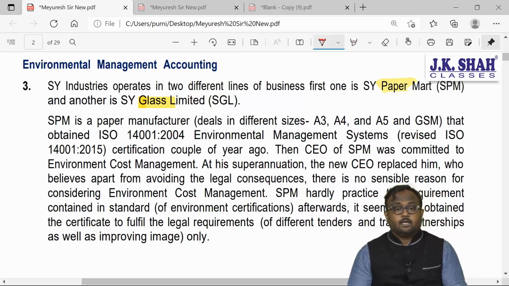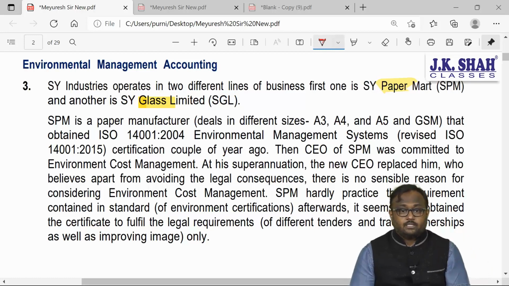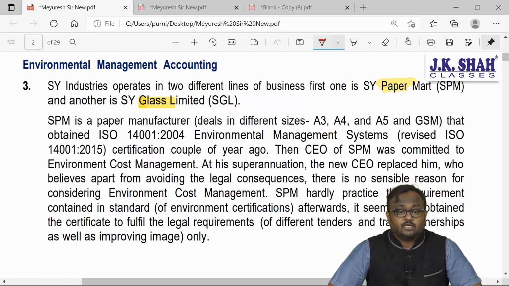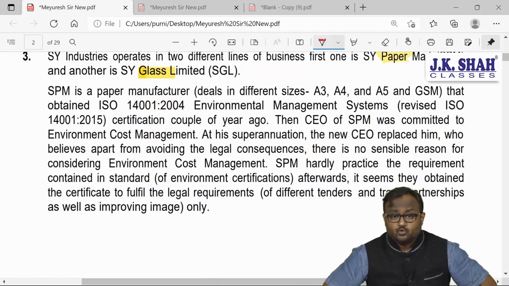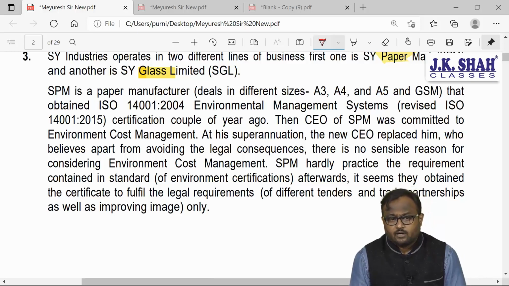SPM is a paper manufacturer that obtained environmental management certification a couple of years ago. The then CEO of the division was committed to environmental cost management. At his superannuation, a new CEO replaced him, who believes that apart from avoiding legal consequences, there is no sensible reason for considering environmental cost management.